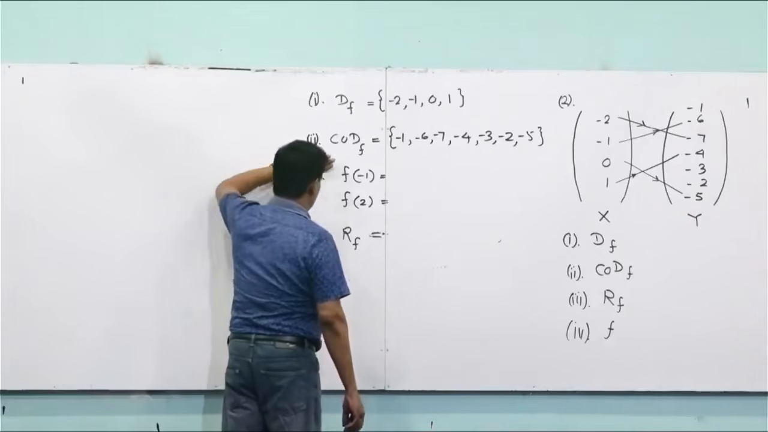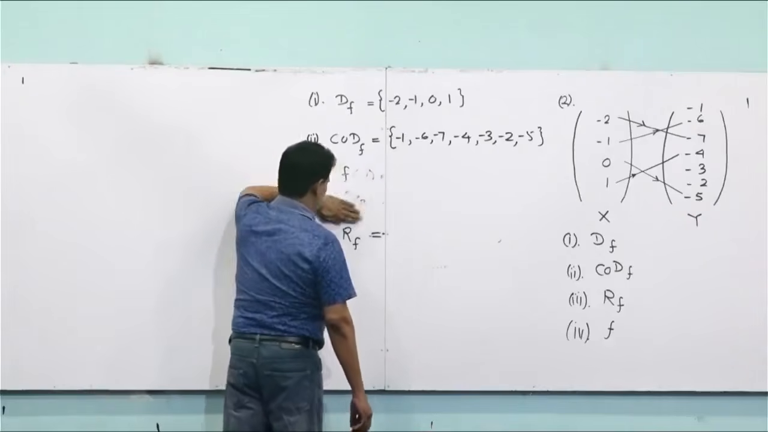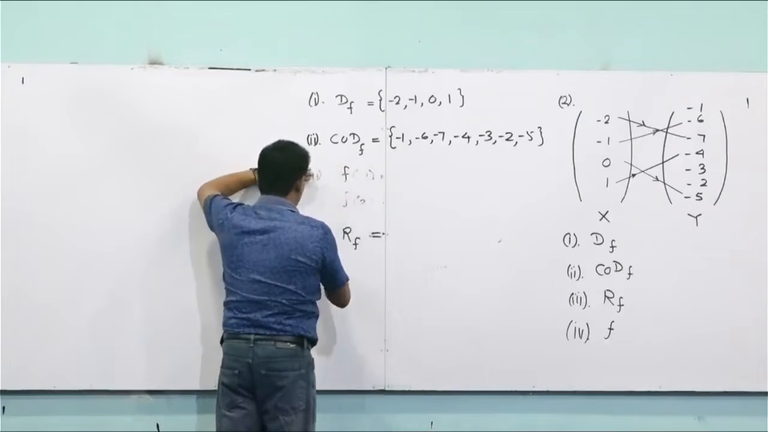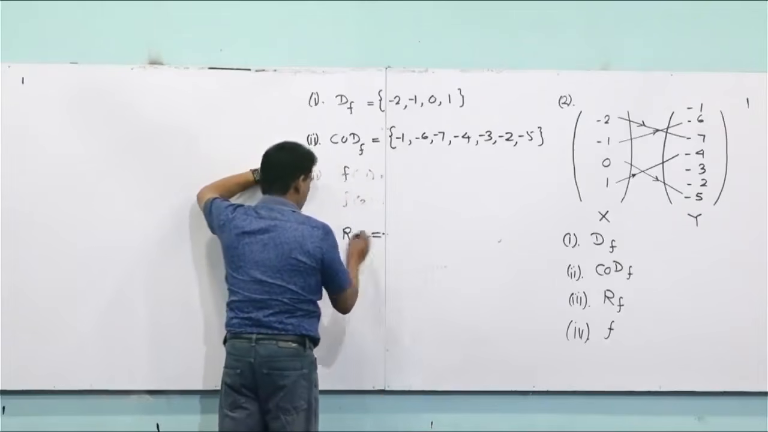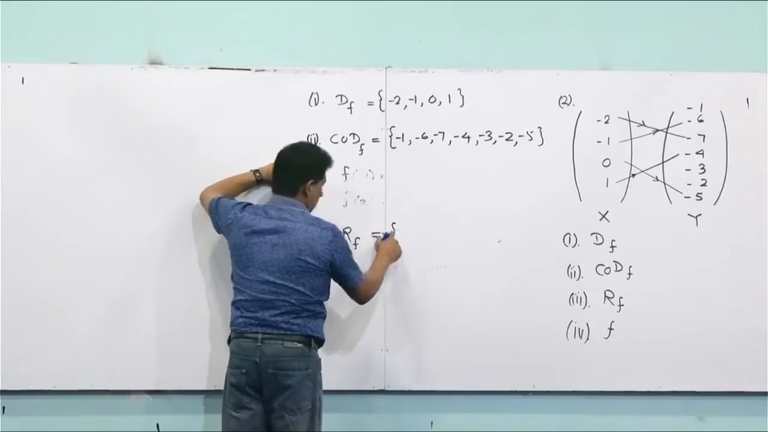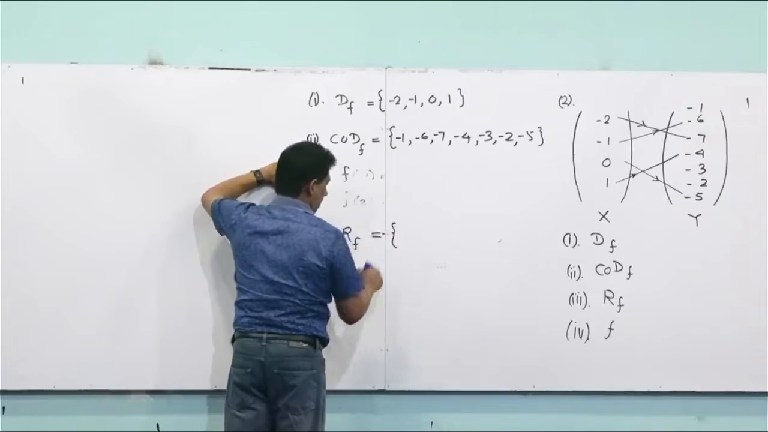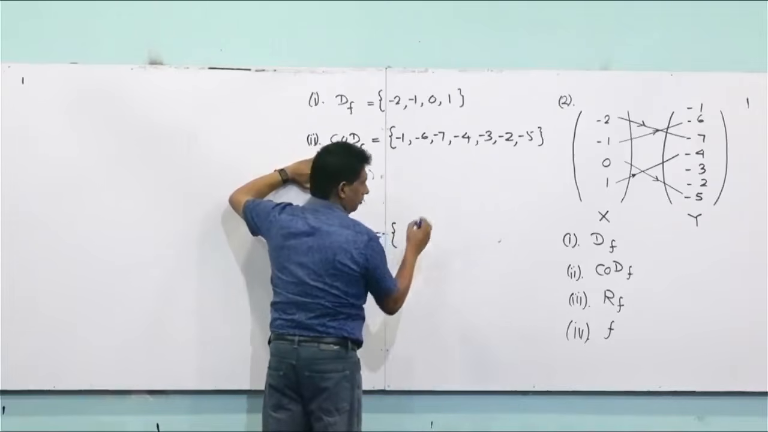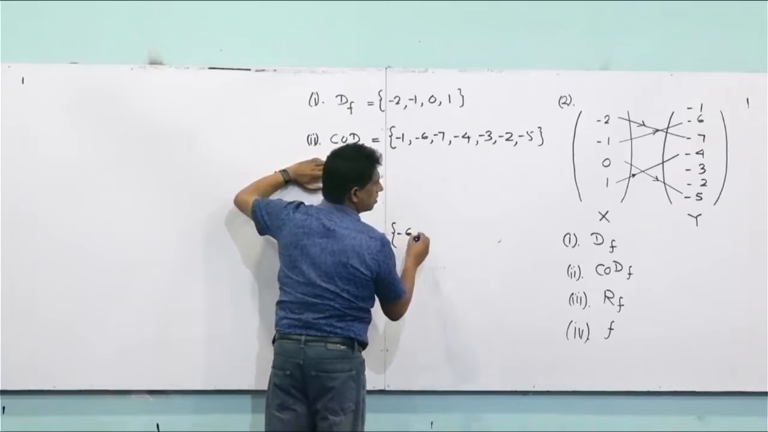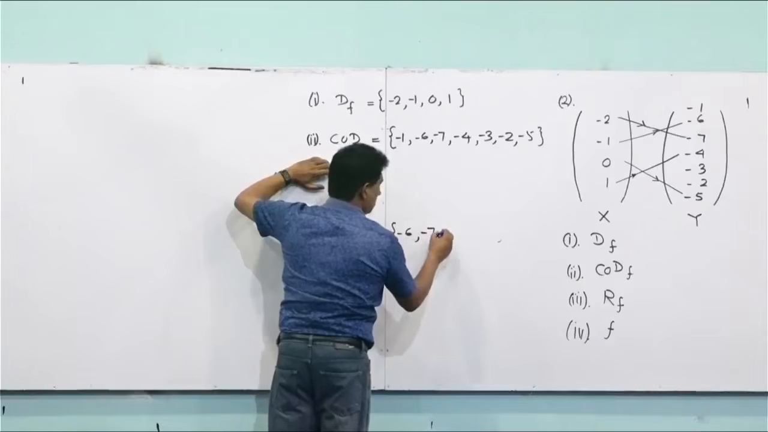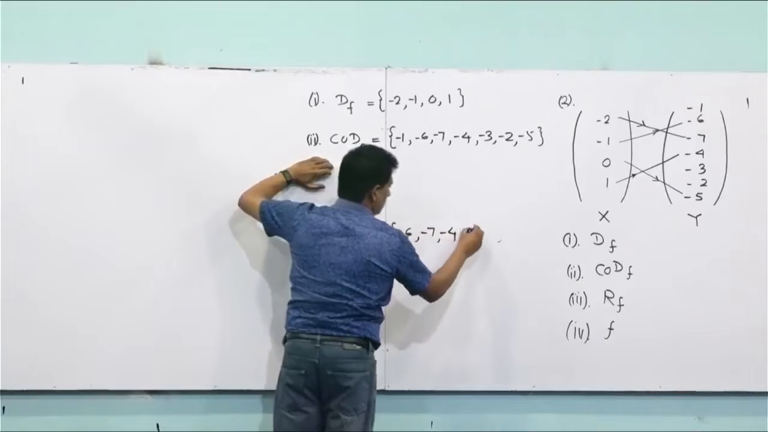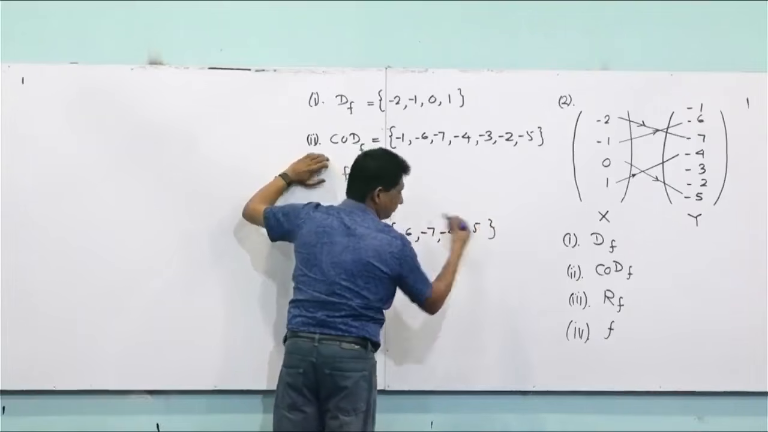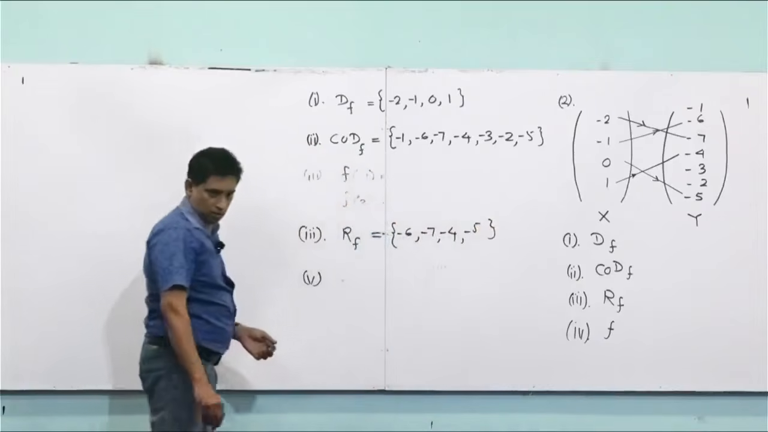Then RF. What is the RF? RF means there is a set. All the elements of RF are images. Then what are the images? Minus 6, minus 7, minus 4 and minus 5. No? Okay, these are the images.